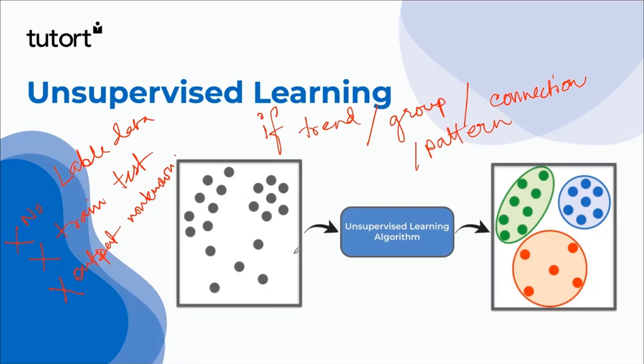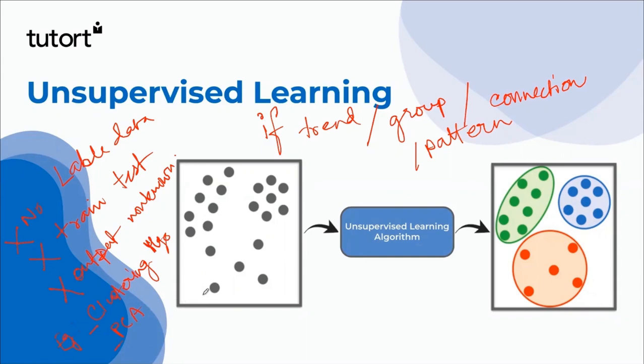Now in an unsupervised problem, we don't know if there is any group. We don't know if there is any pattern, any trend, any combination. We are trying to find out with the help of an unsupervised machine learning algorithm. A few examples of unsupervised machine learning algorithms are clustering algorithms and PCA. These are very popular unsupervised machine learning algorithms.